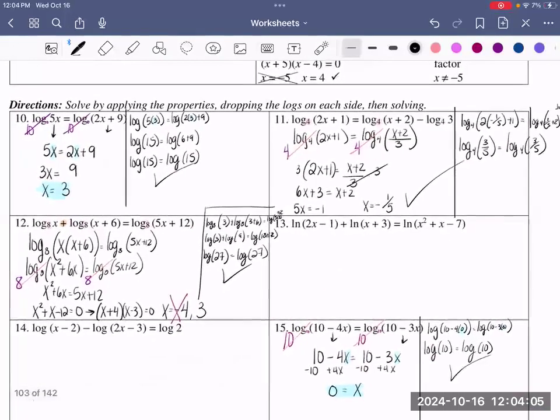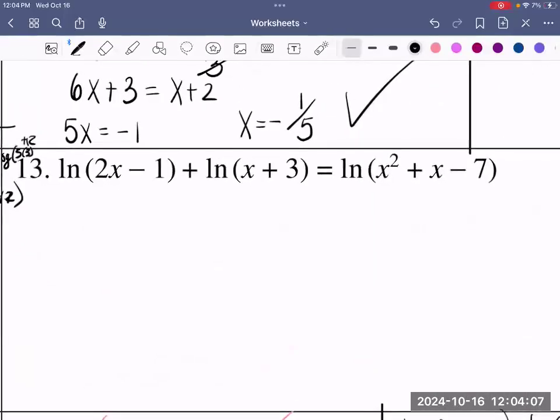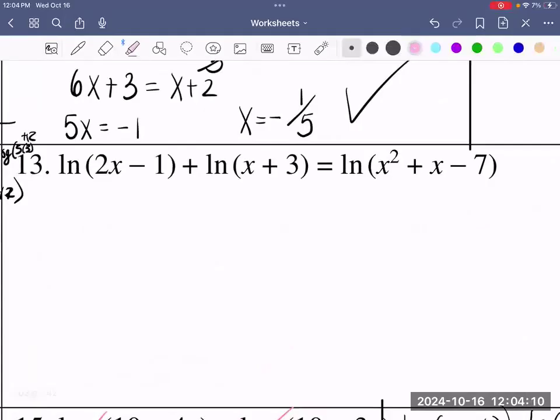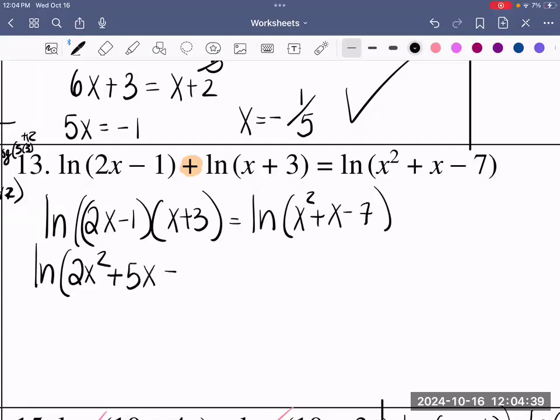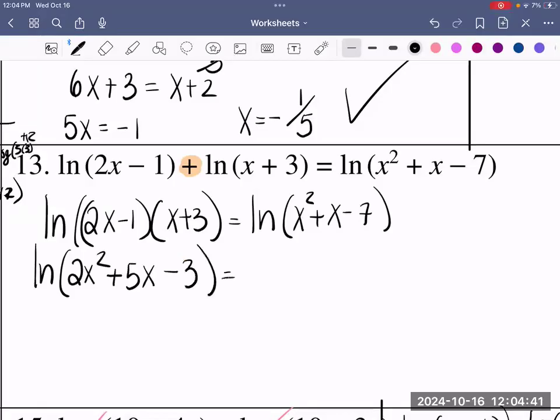Let's try it again with the one right next to it. So we see addition. We're going to go ahead and combine. We have ln of 2x minus 1 times x plus 3 is equal to ln of x squared plus x minus 7. So let's go ahead and simplify first. When we FOIL it out, we get 2x squared. Then 2x times 3, so we get a 6x, and then minus 1, so we get 5x minus 3, is equal to ln of x squared plus x minus 7.